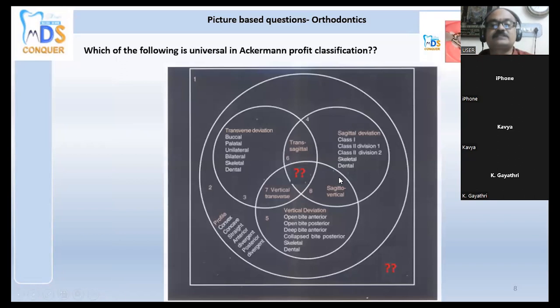And a few questions which we can see nowadays are from this. What is this? This is your Ackerman-Proffit classification, nothing but what is called the Venn diagram. And they can ask you a question. There are nine, you know, nine rounds in Ackerman-Proffit classification. Usually it is five parameters, but one is universal among all of them. There are 1, 2, 3, 4, 5, 6 and 9. This is the ninth one. What do these 1 and 9 represent? Where is the universal in Ackerman-Proffit classification? What is that universal to all the malocclusions?